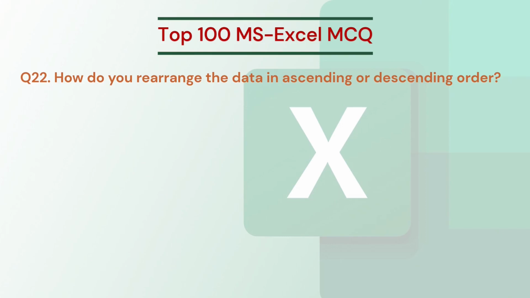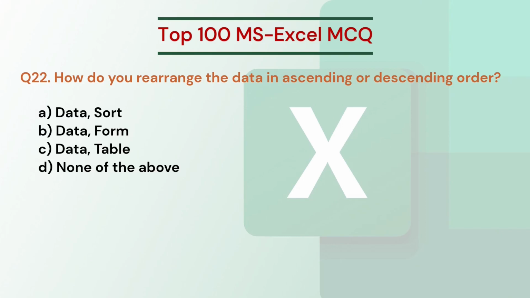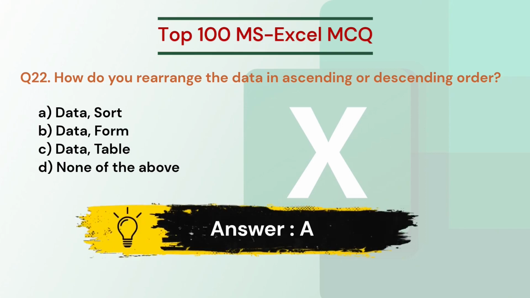How do you rearrange the data in ascending or descending order? A. Data, Sort. B. Data, Form. C. Data, Table. D. None of the above. Correct answer is A. Data, Sort.